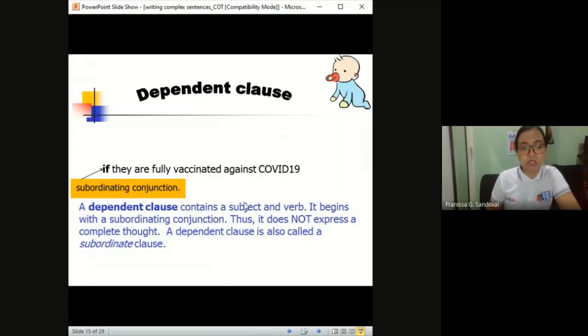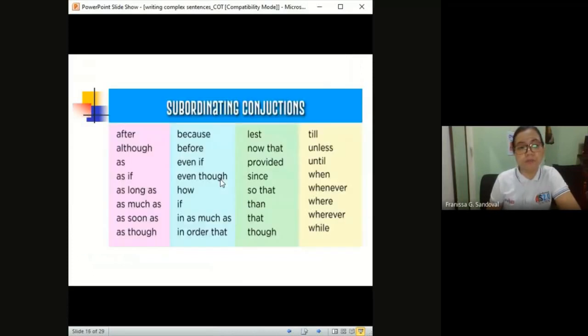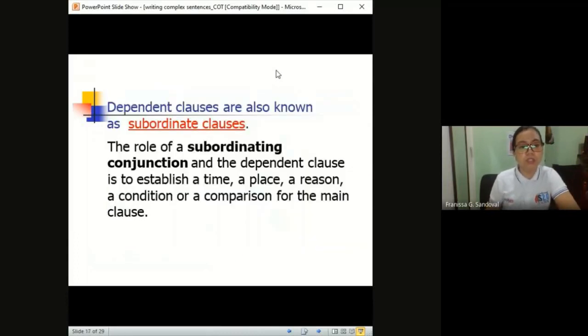A dependent clause contains a subject and a verb too. It begins with a subordinating conjunction. Thus, it does not express a complete thought. A dependent clause is also called a subordinate clause. So here's the list of subordinating conjunctions. Dependent clauses are also known as subordinate clauses.